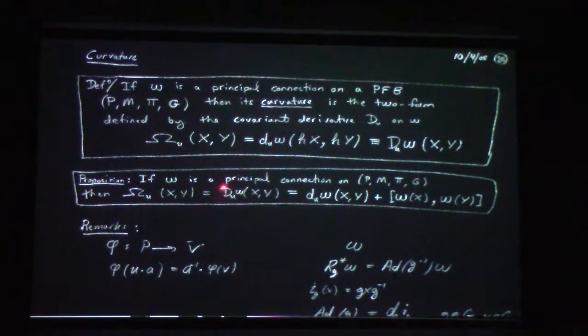So proposition, if omega is a principal connection, then the curvature is this, and it's also calculable as this: the ordinary exterior derivative plus the Lie bracket of the connection 1 form with itself. And that's where that really cool field strength formula I showed you guys on the physics day came from.